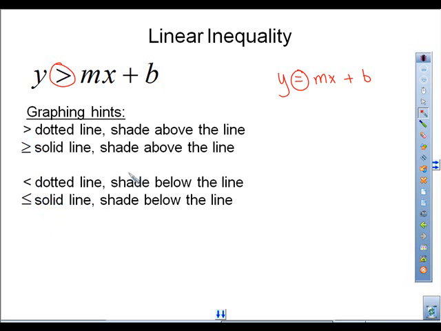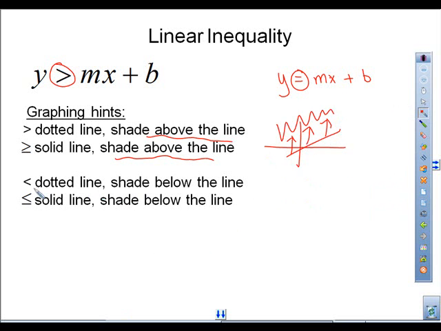Now, just remember, if it's greater than, we're going to shade above the line. What do I mean by shade above the line? Let's say we have a graph, and the line is like that. We're going to shade above the line, meaning we should be shading this area over here.